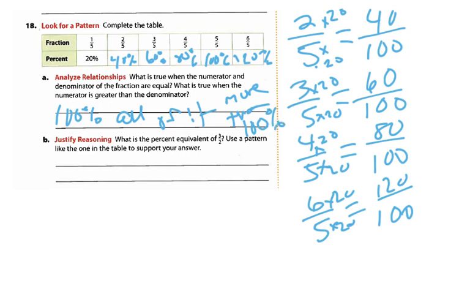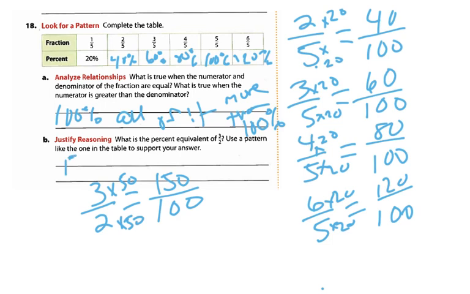And then down here, what is the percent equivalent of 3 over 2? Find a pattern like the one in the table to support your answer. Well, if I go 3 over 2, I set it equal to something over 100, because percents are out of 100. From 2 to 100, I multiply by 50. 3 times 50 is 150. So this is 150%. Okay? That was pretty easy.